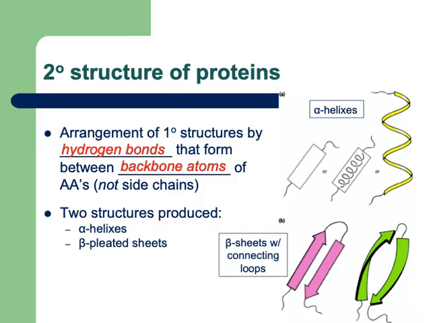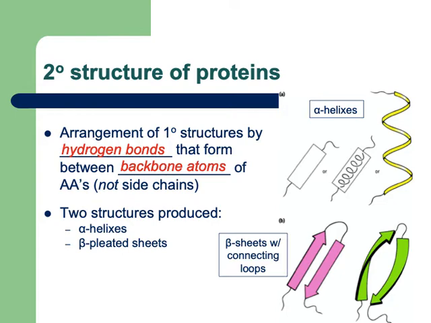Now let's move on to discuss our secondary structure of proteins. These are arrangements of primary structures by hydrogen bonds that form between the backbone atoms of amino acids, not their side chains. So it's the backbone. So remember what the backbone is. It's the hydrocarbons. So what we see happening is hydrogen bonds being formed between amino acids to form these alpha helix or beta pleated sheets with connecting loops. And we'll talk about this on the next slide.